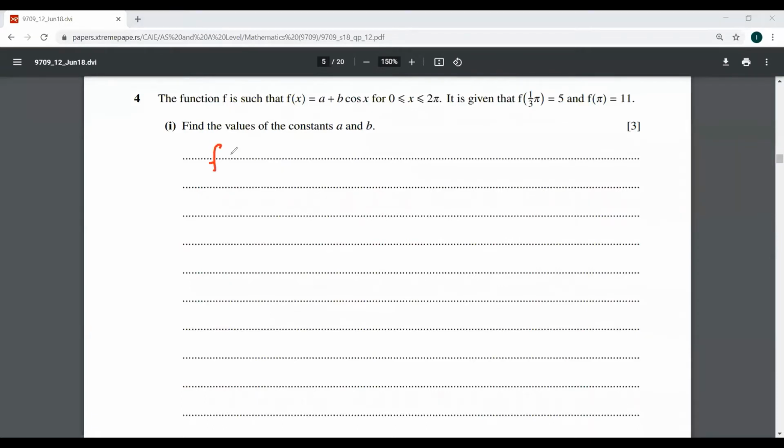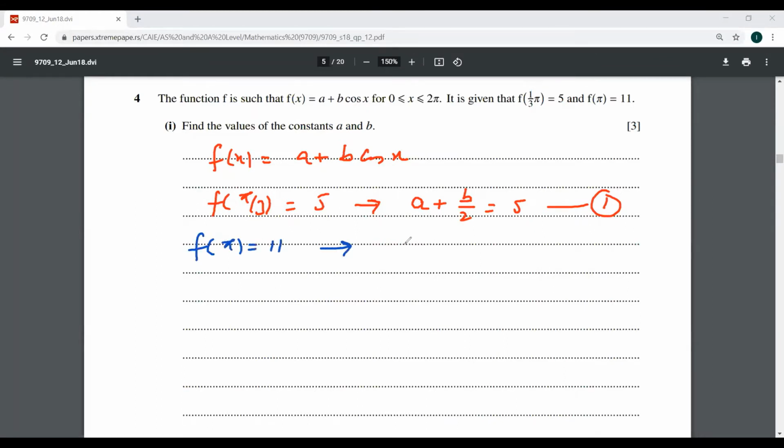So f of x is a plus b cos x. f of pi by 3 is 5. And we know that cos pi by 3 is half. So this is 5. So this gives us a plus b by 2, that is equal to 5. That is the first equation. And then it says f of pi is 11. So this would give you a minus b, that is equal to 11. So you just solve them simultaneously.